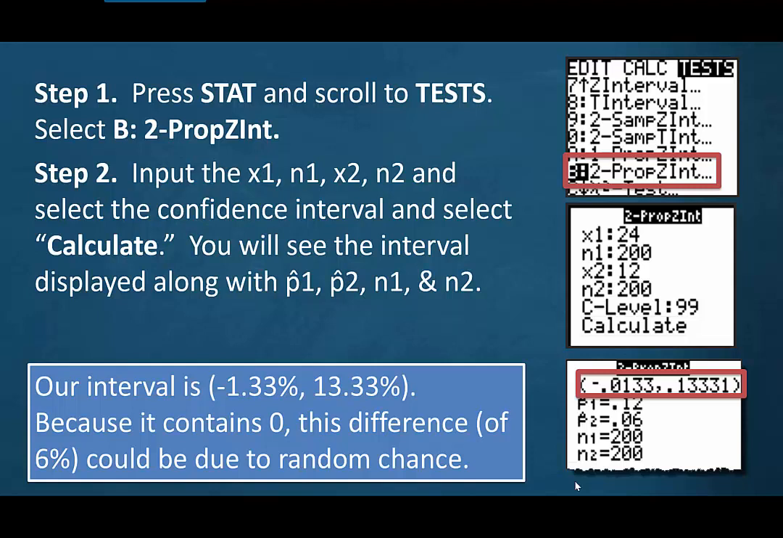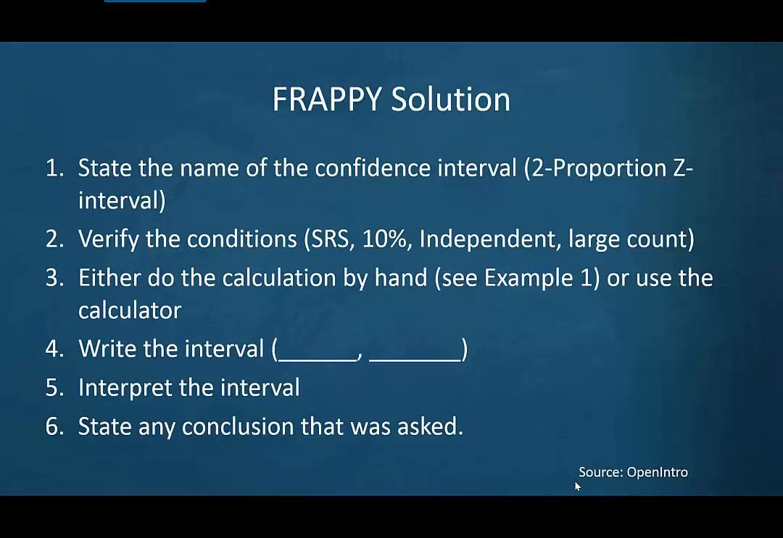So if you're taking the AP exam, you can work these out by hand as in example 1 or use the calculator. Be sure if you're using the calculator that you write down which test you use. This will be the 2-PropZInt along with the interval interpretation. So in general, our solution would look something like this.